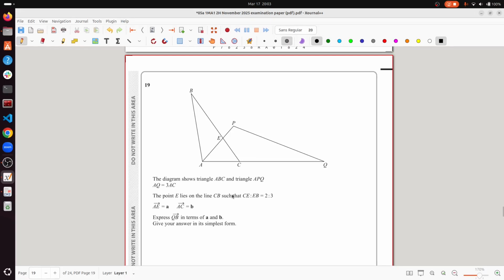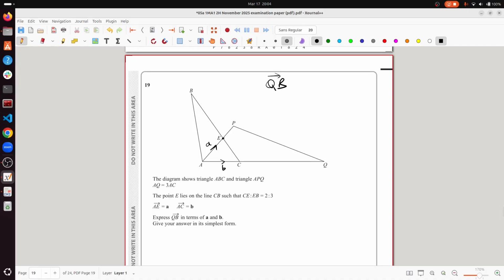So for number 19, the diagram shows triangle ABC and triangle APQ. AQ is equal to 3AC. The point E lies on the line CB such that CE to EB is 2:3. We're dealing with vectors, so direction is very important. AE is A and AC is B. Express QB in terms of A and B.